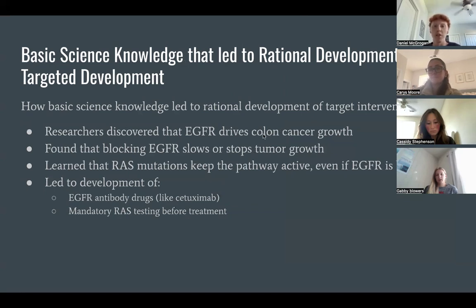Basic science knowledge that led to the development: researchers discovered that the EGFR drives colon cancer growth, and that blocking the EGFR slows or stops the tumor, and that a RAS mutation can keep the pathway active even if the EGFR is blocked. And this led to cetuximab, which is an EGFR antibody drug, and also mandatory RAS testing before treatment.